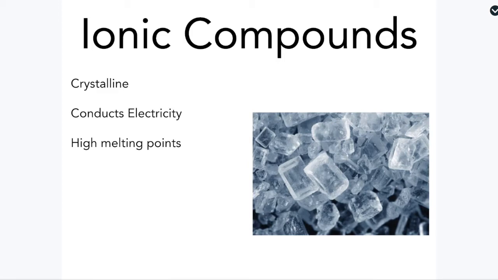If you dissolve an ionic compound in water, it will conduct electricity. So that's another key component. And if you melt it and it becomes a liquid, it'll also conduct electricity. Ionic compounds also have very, very high melting points. Whereas a covalent compound might melt at room temperature, you have to get to extremely high temperatures in order to melt an ionic compound.